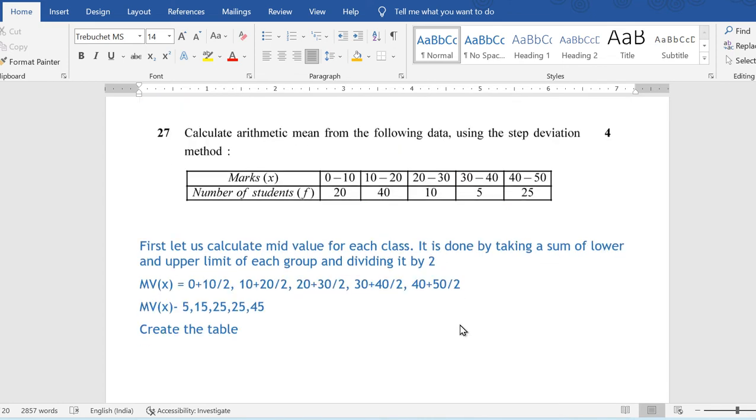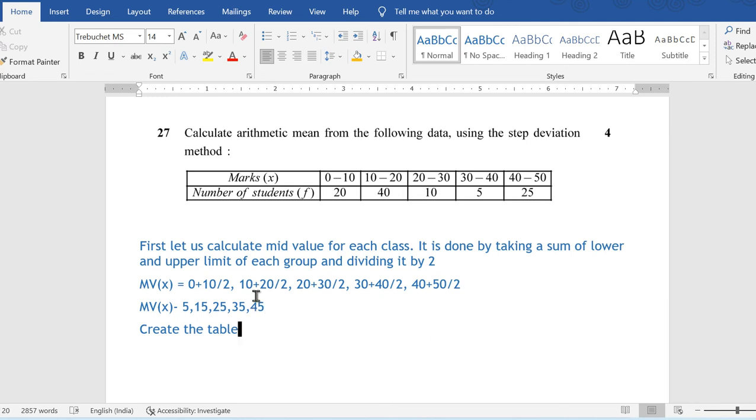Question number 27. Calculate the arithmetic mean from the following data using the step deviation method. We can calculate the arithmetic mean by various methods. In this question, they are asking you to use the step deviation method. This is the marks X and this is the number of students, that is F. Let's calculate the mid value for each class. So the mid value of 0 to 10 will become 5. We get it by adding 0 plus 10 divided by 2. The mid value for 10 to 20 is 15, which is 10 plus 20 by 2, and so on. The mid values are 5, 15, 25, 35 and 45.